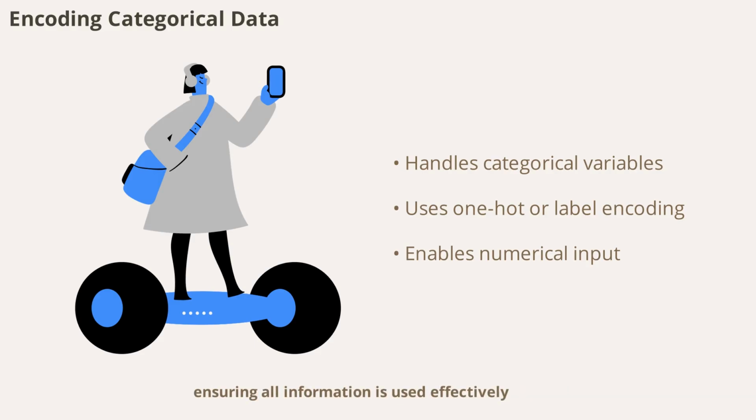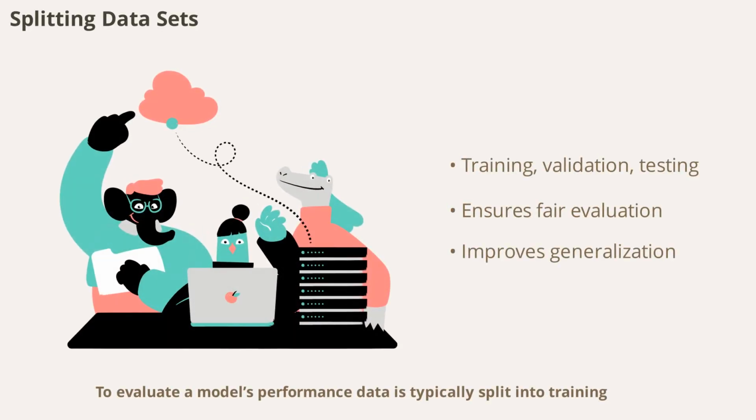To evaluate a model's performance, data is typically split into training, validation, and testing sets. The training set is used to teach the algorithm, the validation set helps tune parameters, and the testing set measures final performance. This separation ensures that the model is evaluated fairly and can generalize to new data.